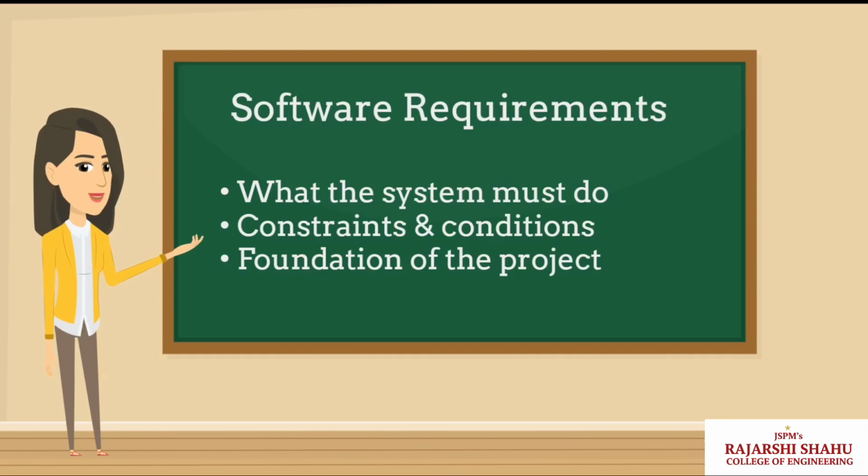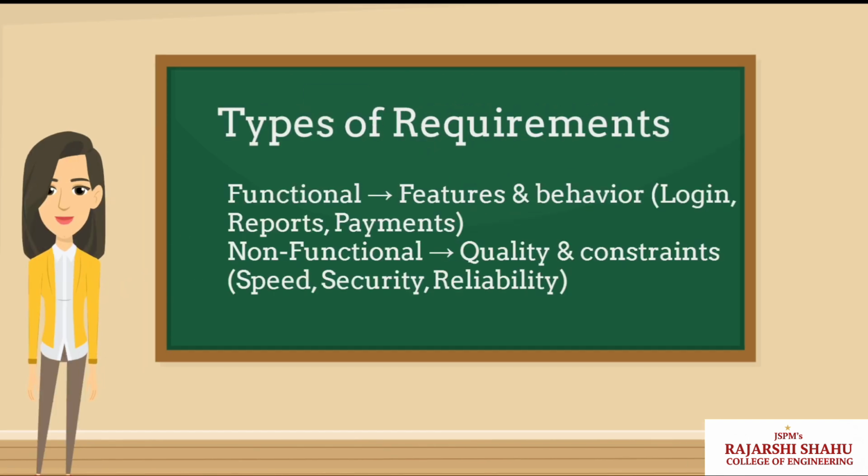User requirements define what a system must do and the constraints under which it operates. They are the foundation that guides design, development, and testing. Requirements are of two kinds. Functional requirements describe features the system must provide. Non-functional requirements set quality targets, for example, response time, security standards, and availability.